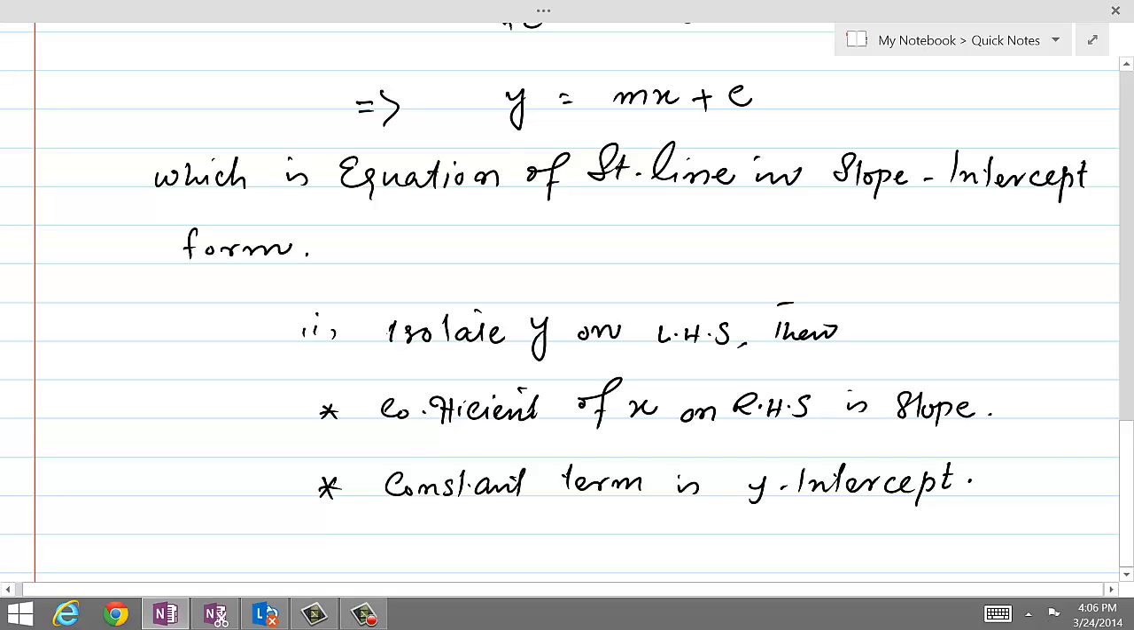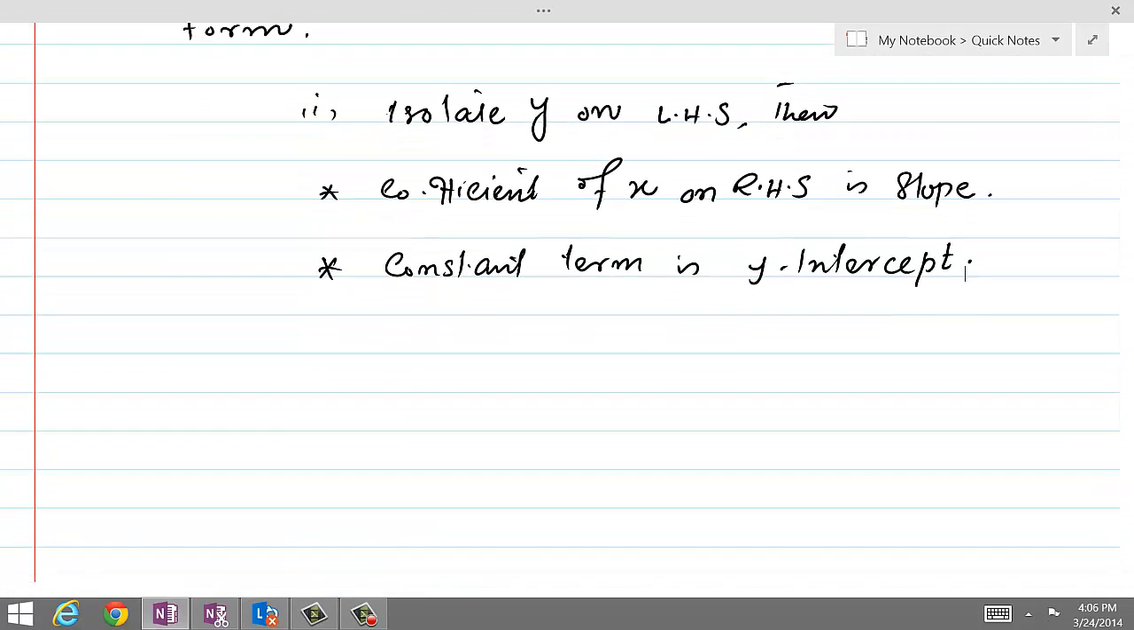Now we will practice this on this question here. We have a question in which we are given an equation. So let's take an example here.